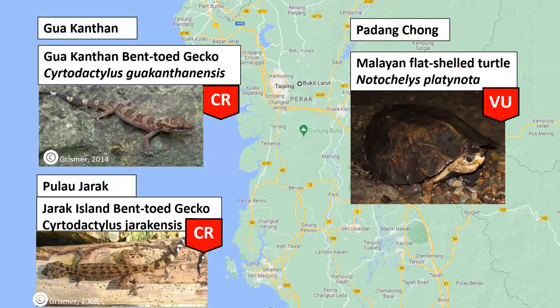Okay. Seterusnya, lokasi seterusnya ialah bagi spesies reptilia terancam yang terdapat di Gua Kantan, Pulau Jarak dan juga Padang Chong. Jadi spesies Notochelys platinota ini kami telah jumpa semasa persampelan yang dijalankan di hutan simpan Padang Chong dan spesies ini telah pun dilisted sebagai vulnerable ataupun spesies yang terancam.